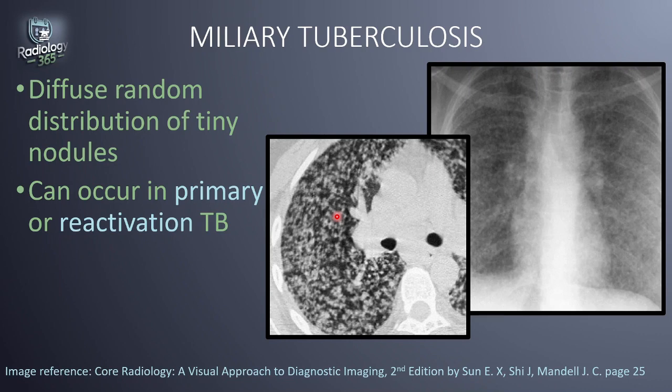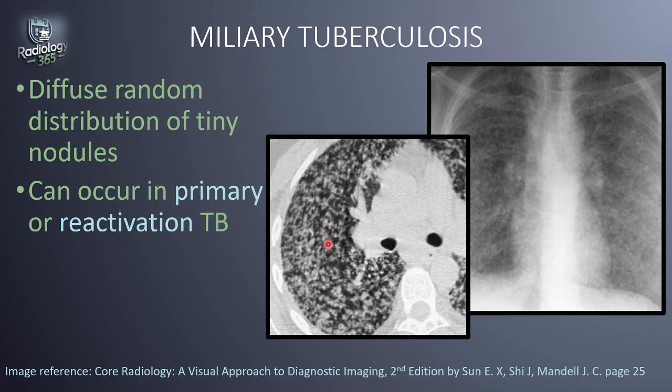Then TB can also have a miliary pattern, and that is a diffuse random distribution of tiny nodules seen in hematogenously disseminated TB. Miliary TB can also occur in primary TB, but it can also be seen in reactivation tuberculosis. So in these images of miliary tuberculosis, the radiograph and the CT show innumerable tiny nodules in random pattern reflecting hematogenous seeding of TB.